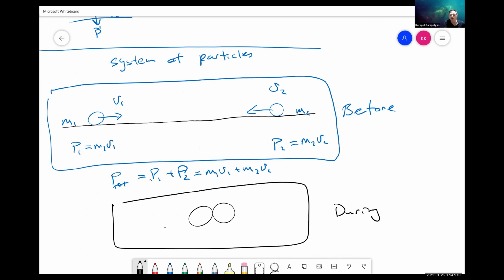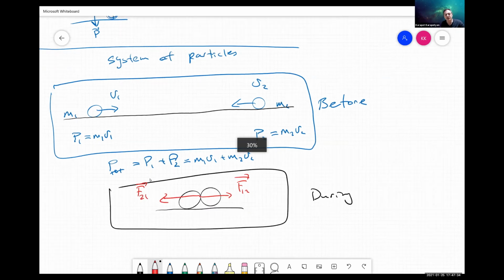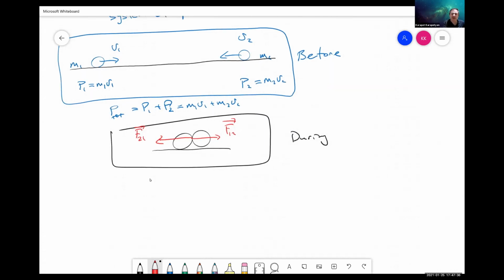Now when they collide, they exert force on one another. There's a force that 2 exerts on 1, and there's a force that 1 exerts on 2. Basically action-reaction forces, which make each individual particle change its momentum, because if there's a force during the contact, their momentum will be changed. But I still have a system. So then I'm going to look at the situation after the collision, which means I have M1 moving, let's say, to the right after the collision, it bounces back. And this is M2.